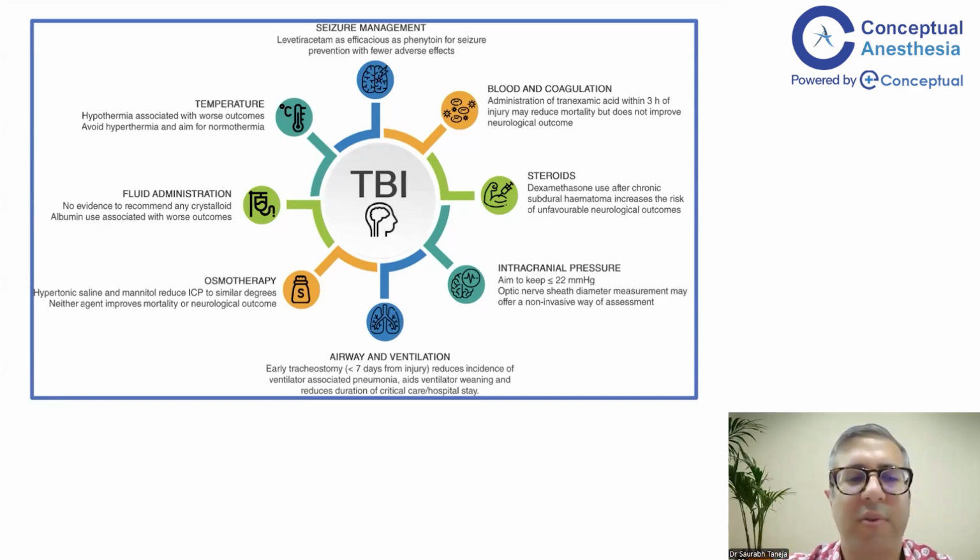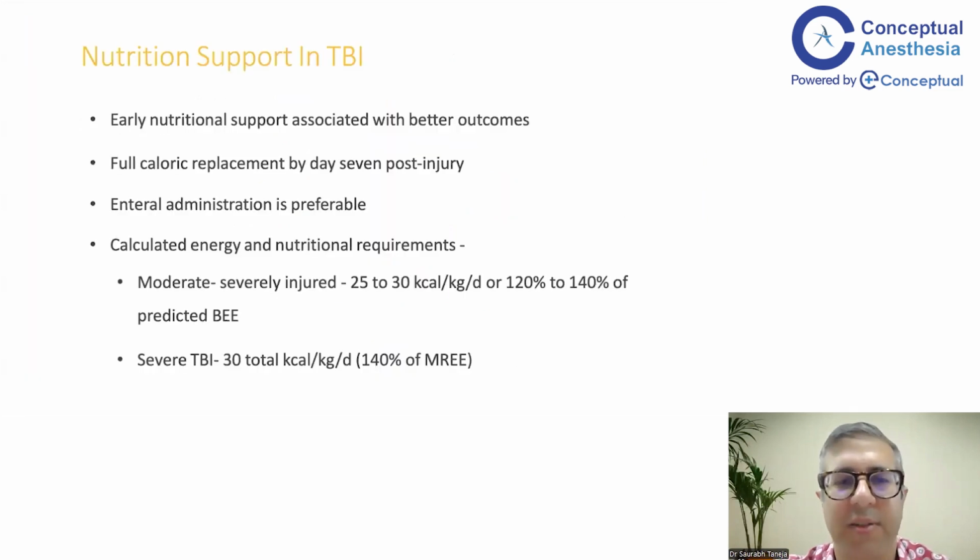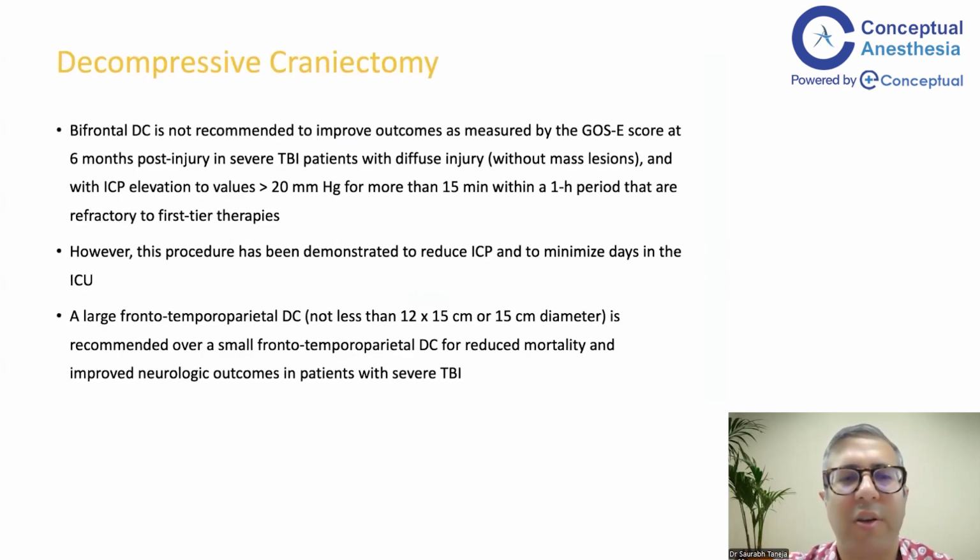And you can use hypertonic saline or mannitol to reduce ICP, but there is no improvement in outcome or mortality. Then nutritional therapies: these are patients who might require a prolonged ICU stay. So again, enteral nutrition is preferable. The aim is to build up enteral nutrition over 4 to 7 days, with 7 days the maximum to reach full caloric replacement. The caloric requirement in moderate to severely injured patients is 25 to 30 kilocalories per kg, and in severe injury it is 30 kilocalories per kg. Now, what is the role of decompressive craniectomy?